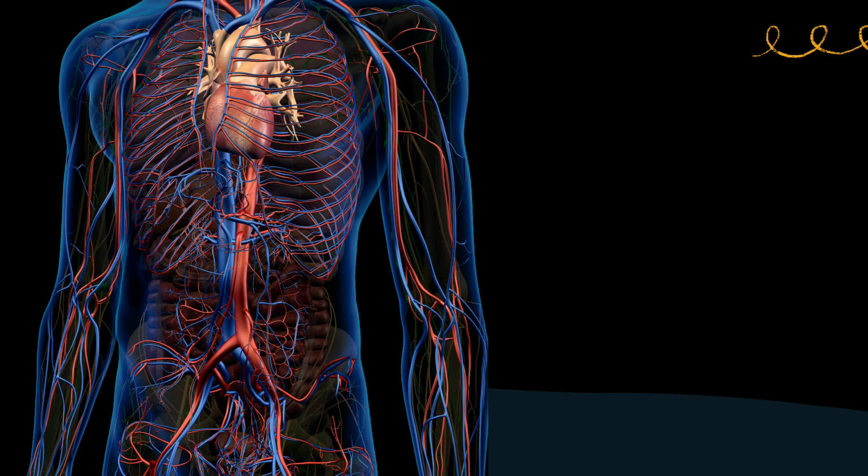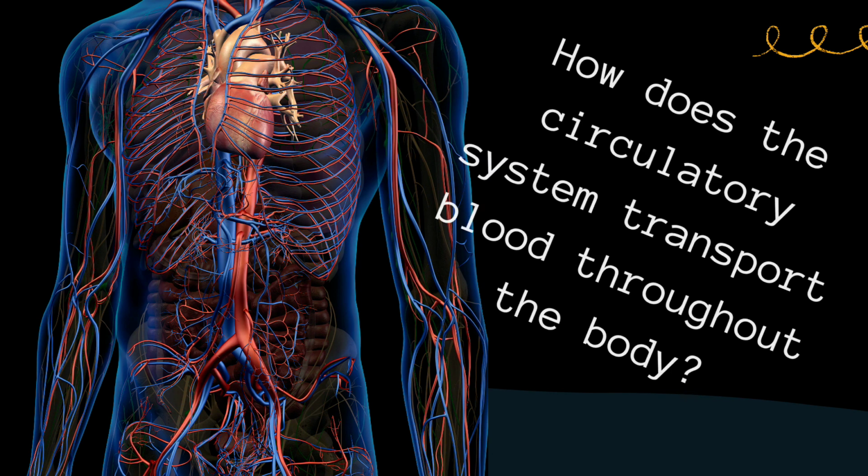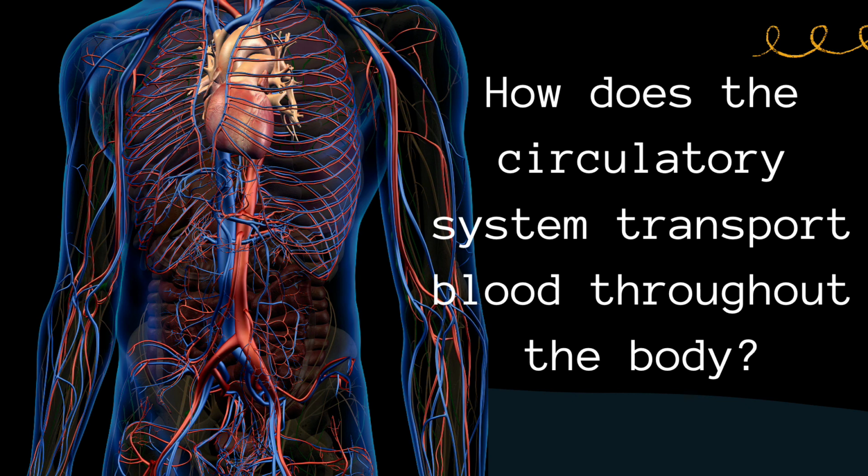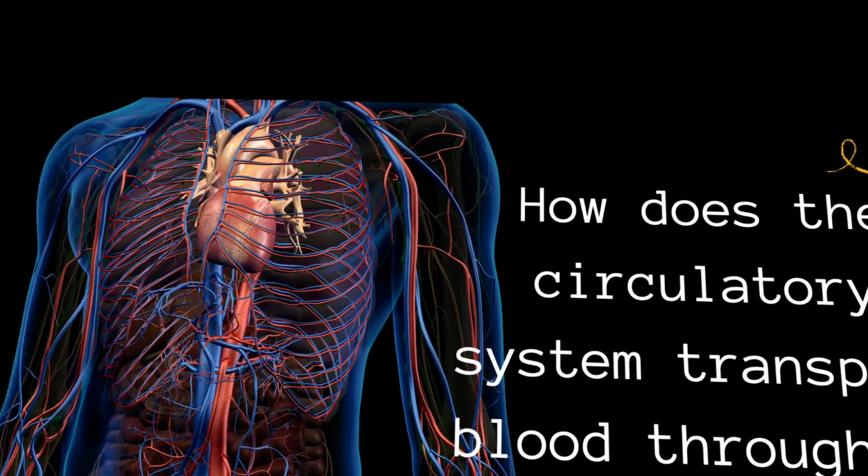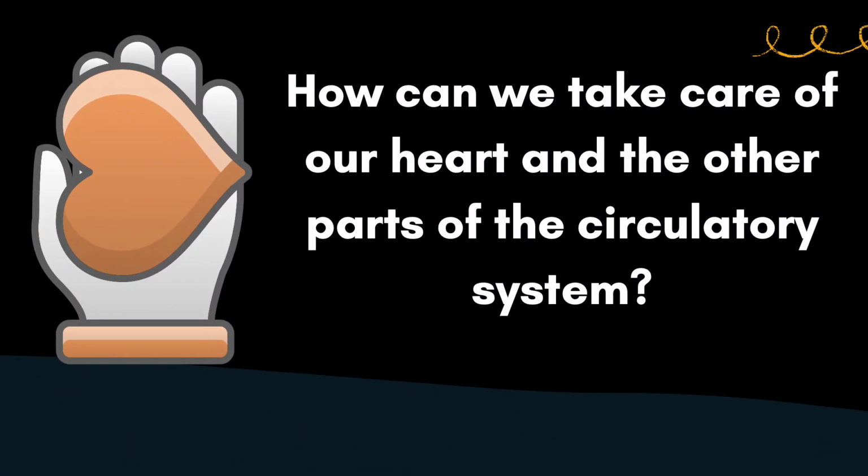After knowing the different parts and functions of the circulatory system, the question now is, how does the circulatory system transport blood throughout the body? And also, how can we apply the things that we've learned in order to take care of our heart and the other parts of the circulatory system?